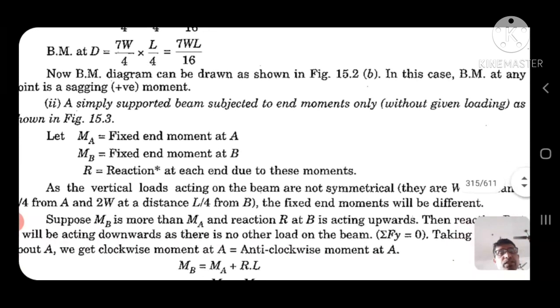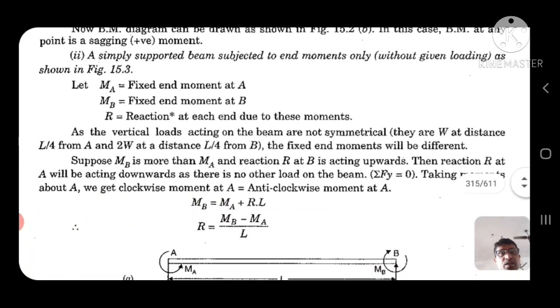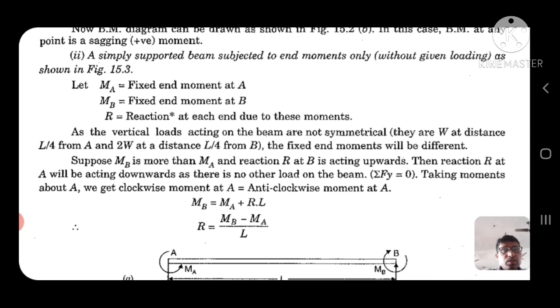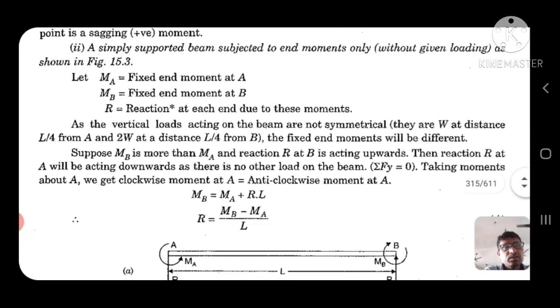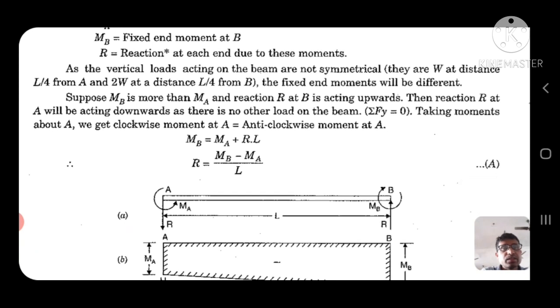A simply supported beam is subjected to end moments only, without the given loading, as shown in the figure. MA is the fixed end moment at A. MB is the fixed end moment at B. R is the reaction at each end due to these moments. As the vertical loads acting on the beam are not symmetrical, W at a distance L by 4 from A and 2W at a distance L by 4 from B, the fixed end moments will be different.